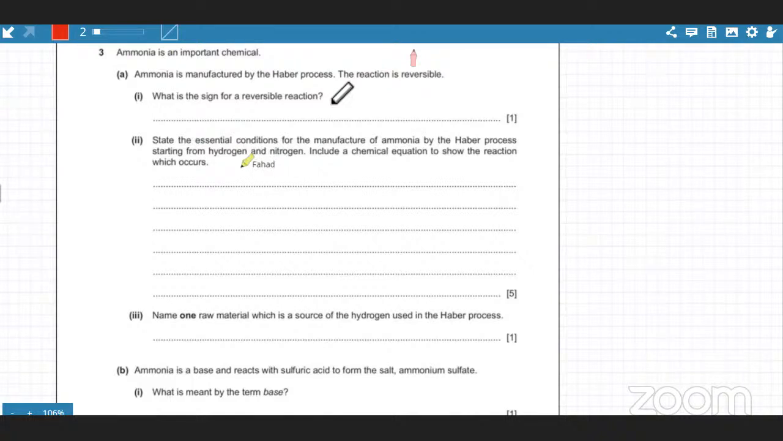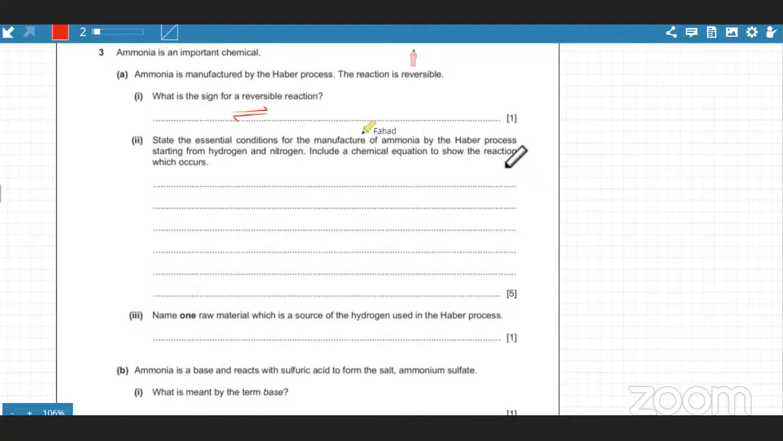So how do you describe a reversible reaction? You draw two arrows. That's it. State the essential conditions for the manufacture of ammonia by the Haber process, starting from hydrogen and oxygen. Include a chemical equation to show the reaction which occurs.